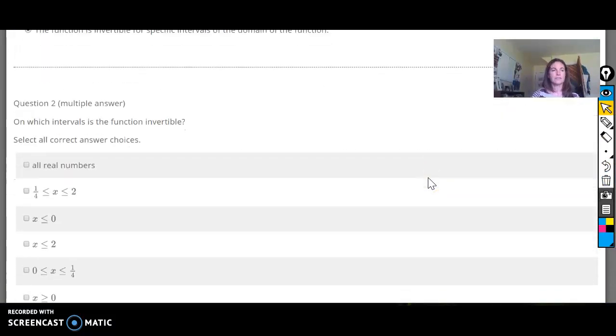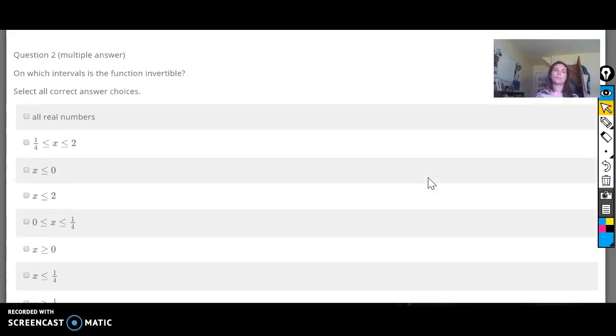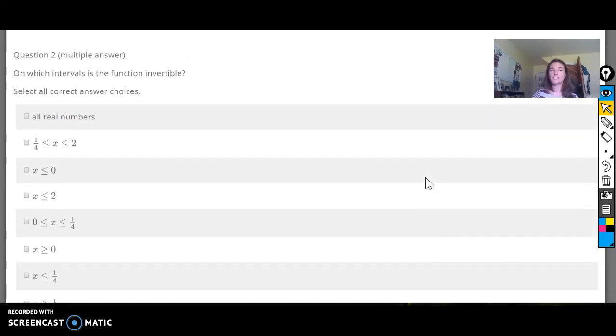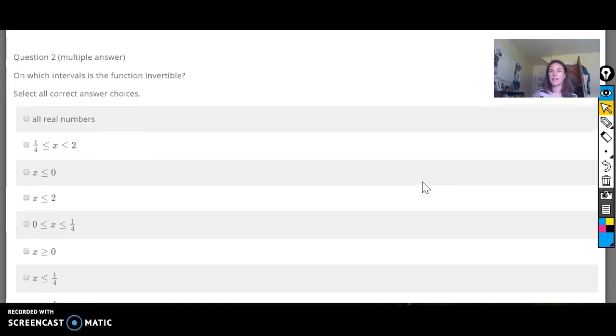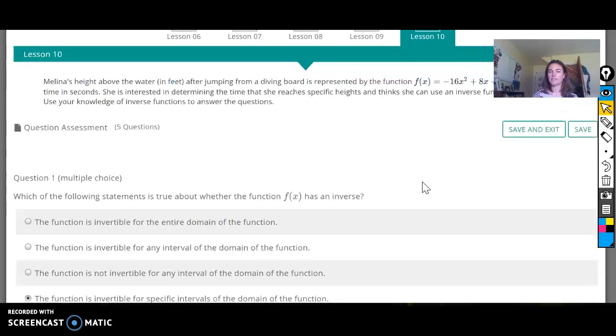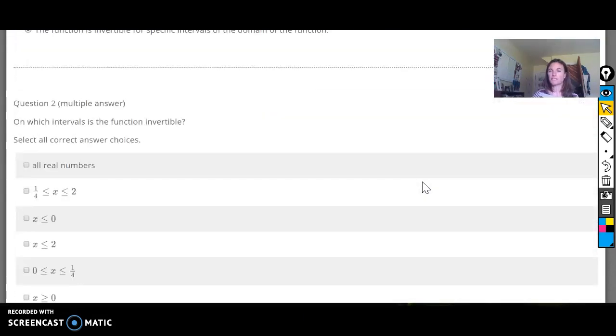All right. So over which specific intervals is it invertible? And so what we need to do here is figure out where our vertex is. And so we have to go back to that initial function, negative 16x squared plus 8x plus 48.